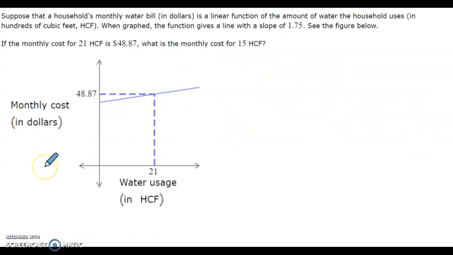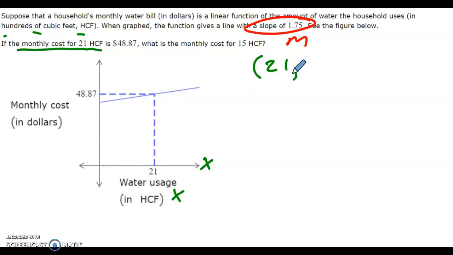All right, the word problems. Suppose that a household's monthly water bill is a linear function of the amount of water the household uses. When graphed, the function gives a line with a slope of 1.75. So they're giving you the first information of the slope value being 1.75, and then they're giving you a point. The monthly cost for 21 HCF, hundreds of cubic feet, that's your x-axis. So your point here is 21 for the x, and then $48.87. That is your y value along the y-axis, so 48.87.